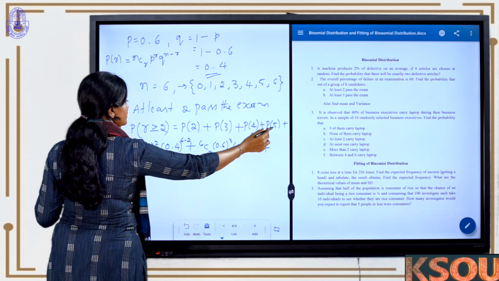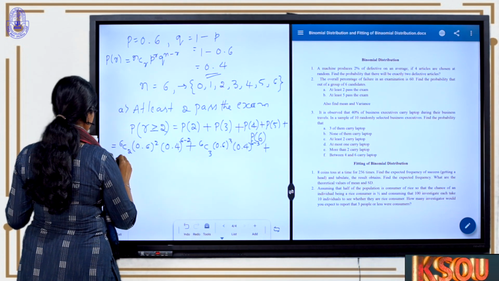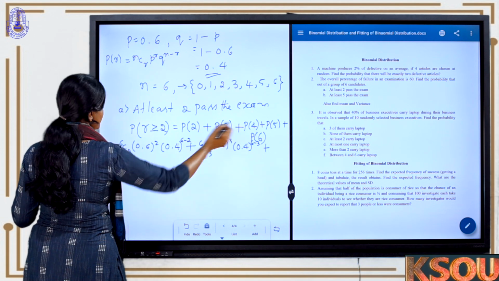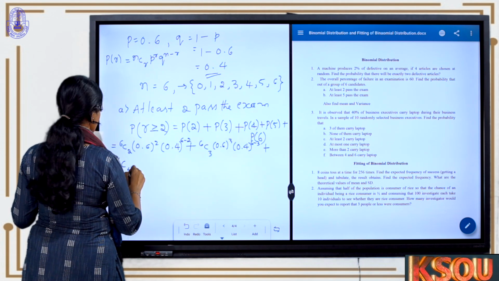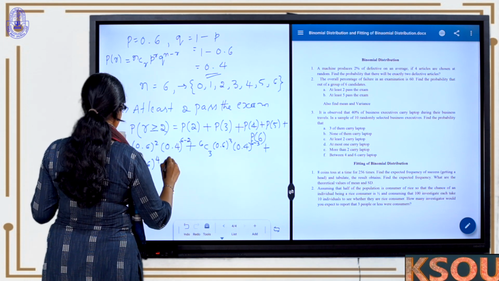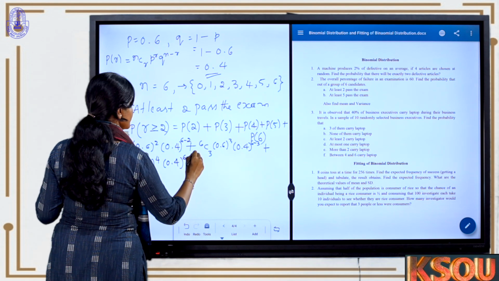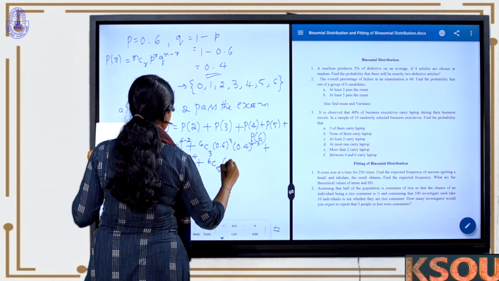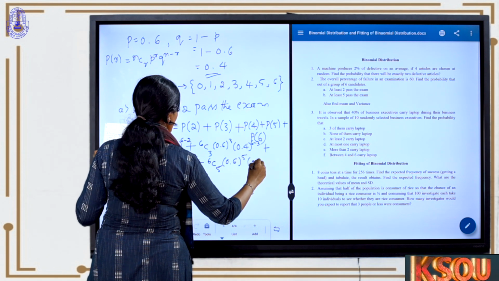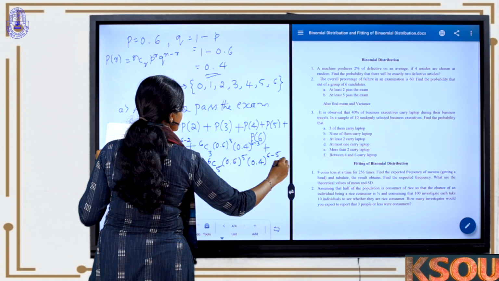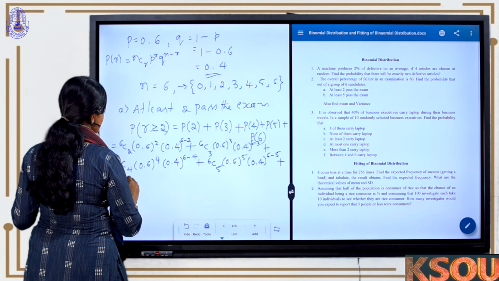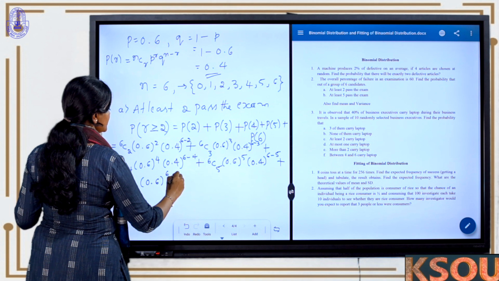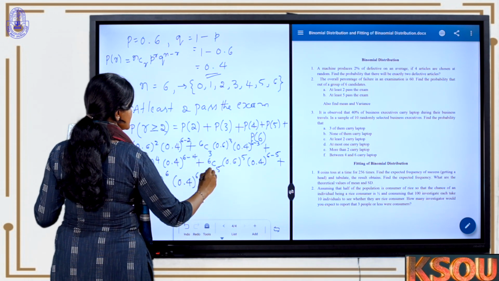Similarly we will have to take for P of 4, P of 5 and P of 6. That is 6C5, for 4 it is 6C4 0.6 to the power of 4, 0.4 to the power of 6 minus 4, plus take P of 5, that is 6C5 0.6 to the power of 5 into 0.4 to the power of 6 minus 5, plus for P of 6 you can take 6C6 0.6 to the power of 6 into 0.4 to the power of 6 minus 6.